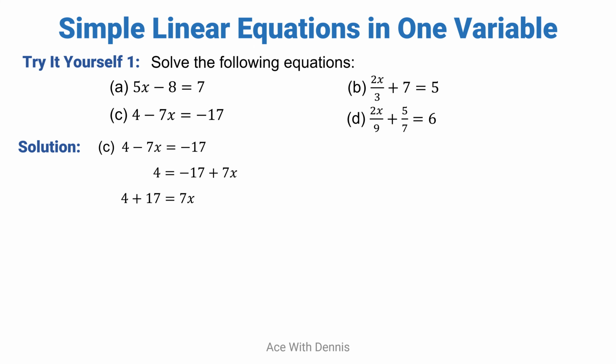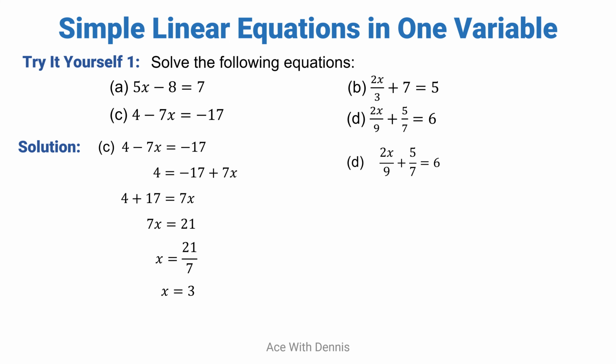And now, we move the negative 17 to the left hand side. From negative becomes positive, so 4 plus 17 equals 7x, which is 7x equals 21. And now we move the 7 to the right hand side from multiplication to become division. Hence x equals 21 over 7, which is 3. Hence this is the answer.